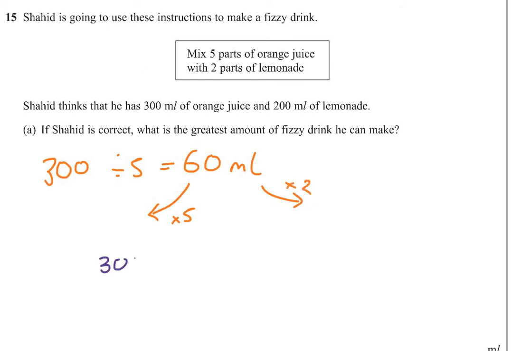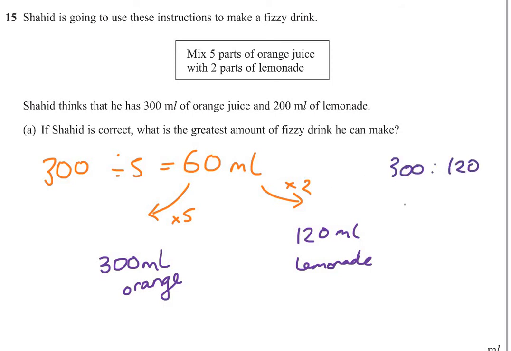So we get back to our 300 milliliters of orange, and we get 120 milliliters of lemonade. Right, and this is just how the ratio for this thing works. So it's 300 to 120. So basically we've got too much lemonade and not enough orange to make any more. So in total then we have these two added, which is 420 milliliters.